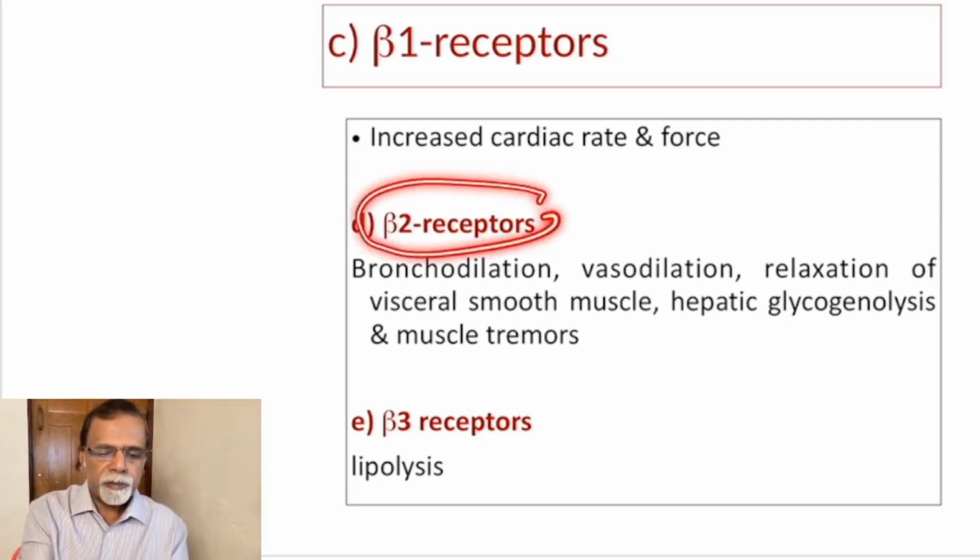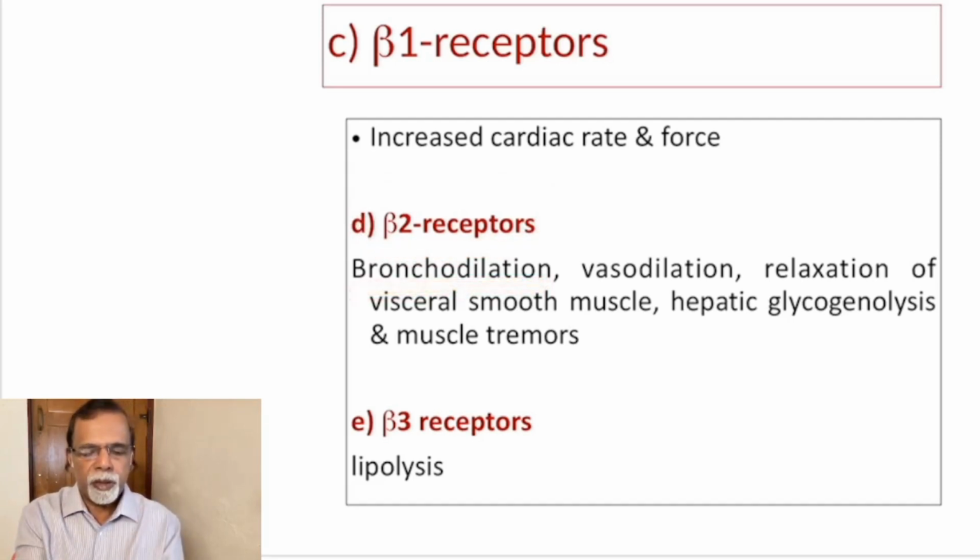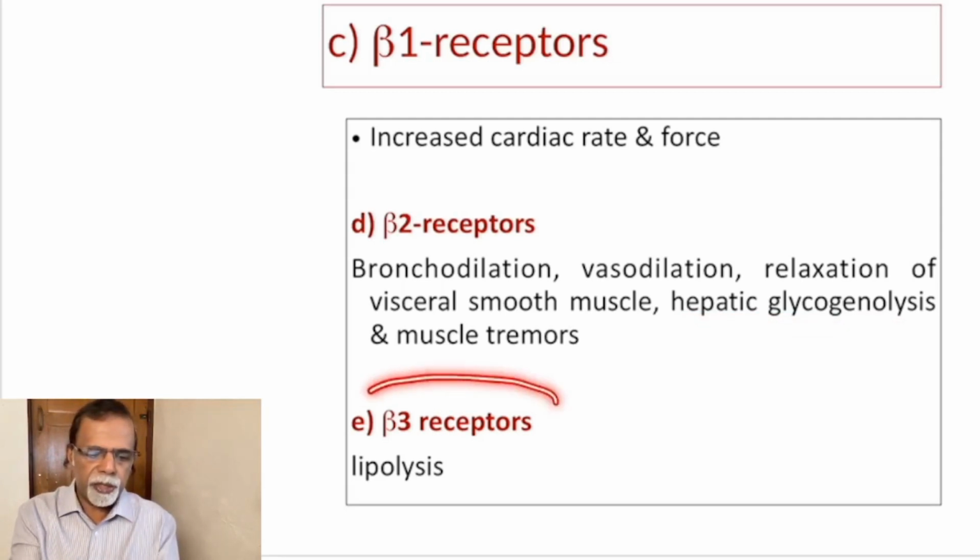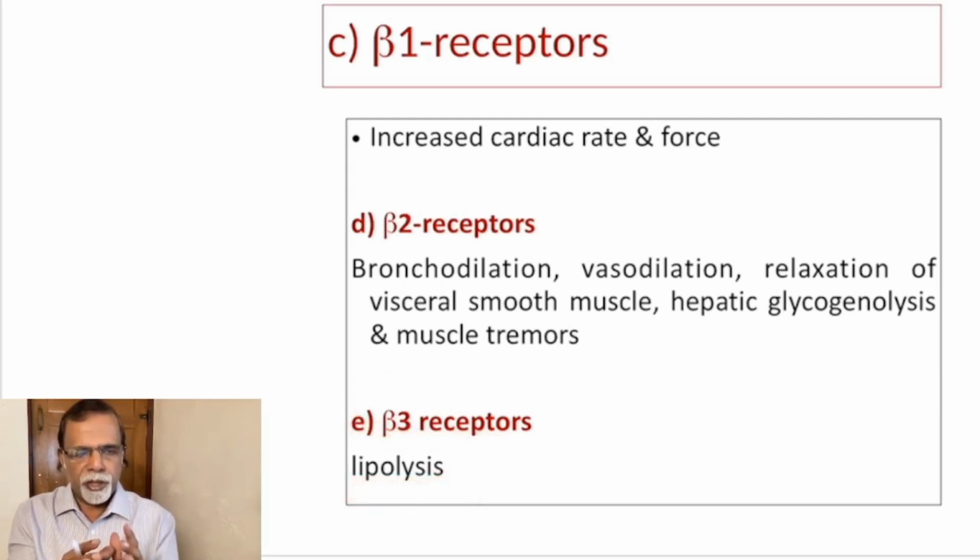Beta 2 receptors is mainly for bronchodilation. Contrary to the alpha stimulation, beta 2 stimulation leads on to vasodilatation because it produces relaxation of the smooth muscles. Again, it produces hepatic glycogenolysis. Beta 3 receptors is concerned with lipolysis. So, beta 1 receptors mainly act on heart, chronotropic effect and inotropic effect. Beta 2, remember, bronchodilation. It can produce vasodilatation and relaxation of the visceral smooth muscles.